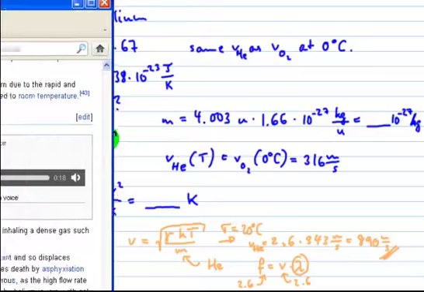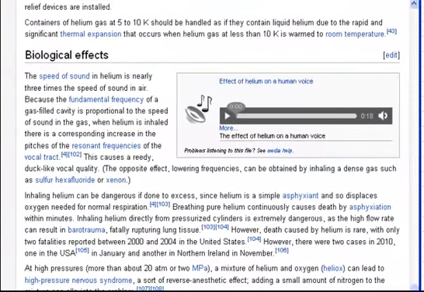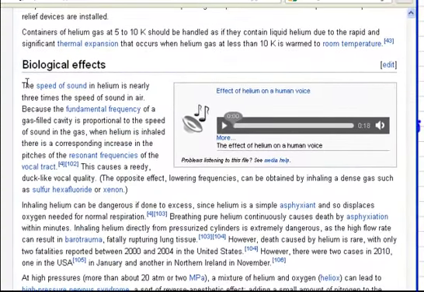So here's a little text that says the speed of sound in helium is nearly 3 times the speed of sound in air because the fundamental frequency of a gas-filled cavity is proportional to the speed of sound in the gas. When helium is inhaled, there is a corresponding increase in the pitch of the resonant frequency of the vocal tract. That's pretty much what I said a moment ago, and I showed you a calculation. This causes a reedy, duck-like vocal quality, the opposing effect, and so on.